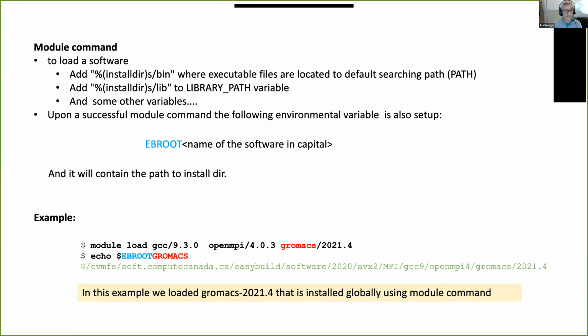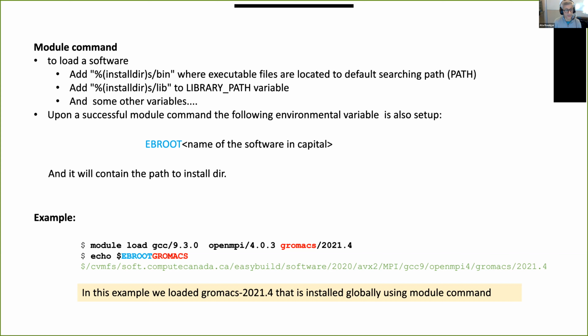That means that the executable file, which is usually sit on the install directory, subdirectory bin, will be added to the default searching path. So computer, no matter which directory you are, it always go to the subdirectory bin of the install dir and look for your executable file and run it for you. That's why when you run the module, if it is successful, you can always run your program wherever you are, no matter which directory you are, because computer always can find the executable file for you. The same for library path and some other parameters.